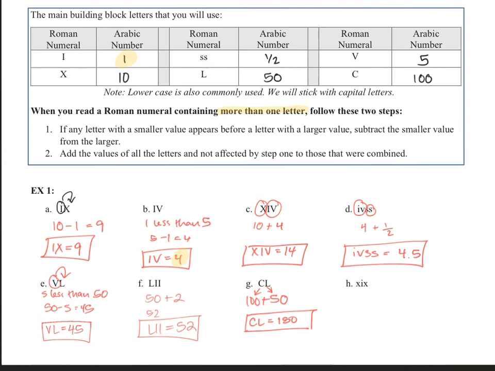Lastly we have XIX. X does not have anything smaller in front of it, so we're just going to keep that as X, which is going to be 10. And then we have this value here, which has IX. There is a smaller number before it, which means we're going to do a subtraction. So IX, let's do this on the side. That is going to be 1 less than X. 1 less than X is 10 minus 1, which is going to be 9. So IX is 9. So X plus IX is going to equal 19, which means XIX is 19.